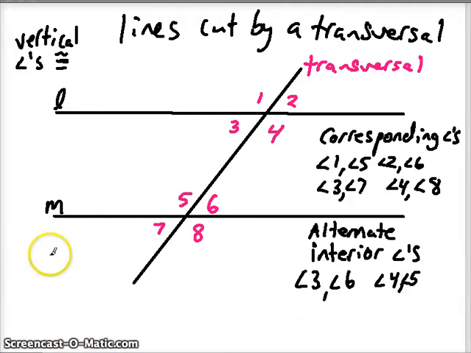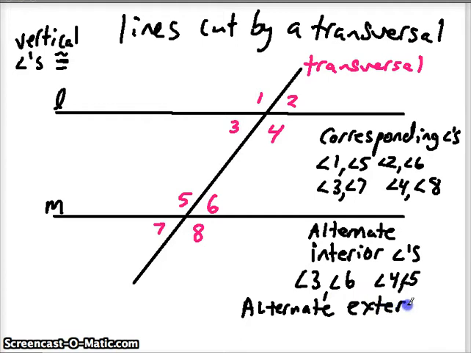A couple more different types. We got alternate exterior. So if you remember, alternate means diagonal, but now we're talking about exterior angles, angles that are outside. So we got 1, 2, 7, and 8. They're on the outside of our two parallel lines here, or just two lines really at this point. So the diagonal ones are 1 and 8. They're outside the two lines, and they're diagonal or alternate. 2 and 7 are outside the two lines, and they're diagonal. So angles 2 and 7. Those are the alternate exterior angles.